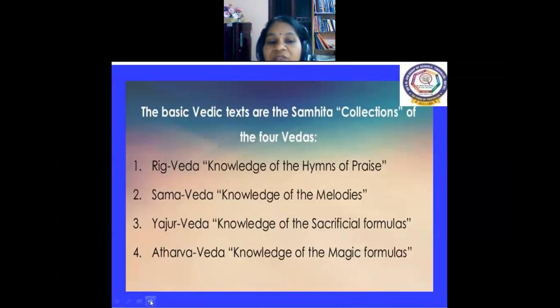The basic Vedic text, or the Samhita, is the collection of the four Vedas. Let's see what the Vedas are about. The Rig Veda gives the knowledge of the hymns and of praise. Hymns are in praise. The Sama Veda is knowledge of the melodies. Hymns means you are chanting 4 lines or 2 lines. And Yajur Veda is knowledge of the sacrificial formulas. And Atharva Veda is knowledge of the magic formulas. See, Rig Veda is hymns of praise, Sama is melodies, Yajur the sacrificial formulas, and Atharva the magic formulas.